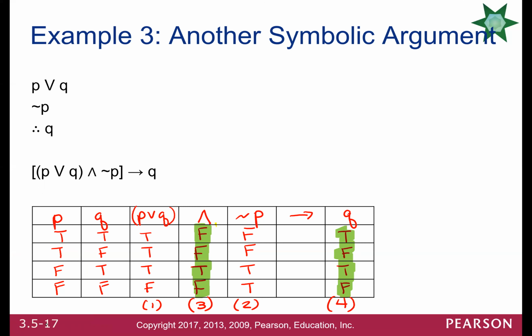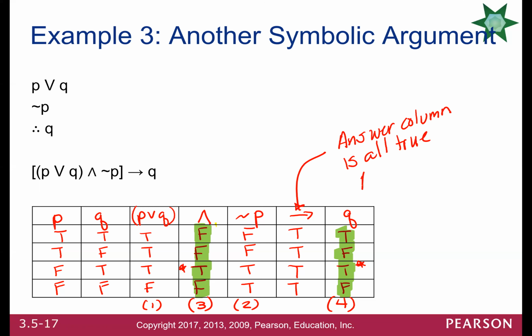Okay, so the conditional is only false if the antecedent is true and the consequent is false. Well, I have an antecedent that's true right here, but the consequent is also true, so it is true. Otherwise, it's true. So this is a valid argument. Since my answer column is all true, then the argument is valid.